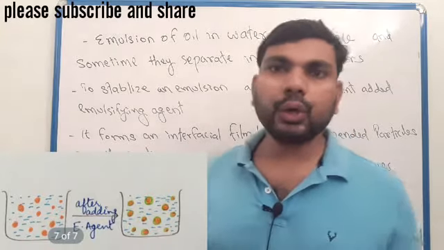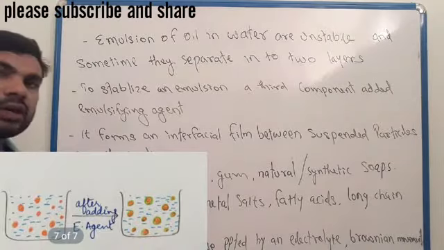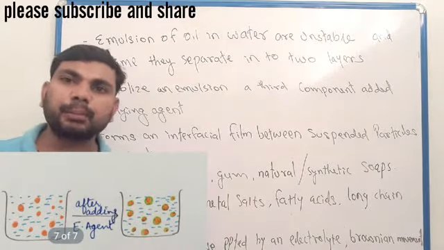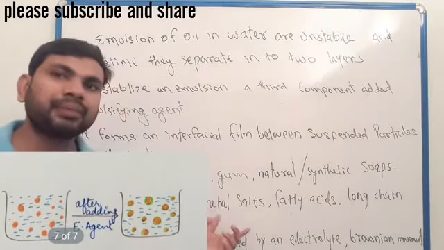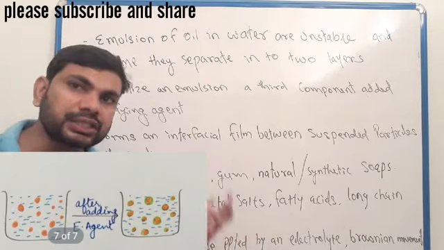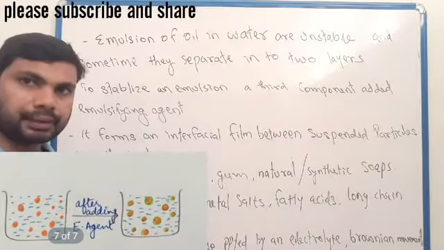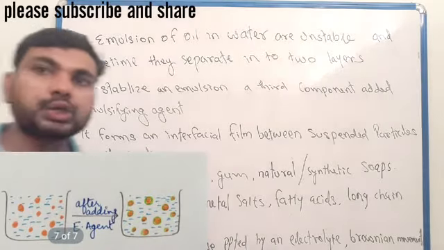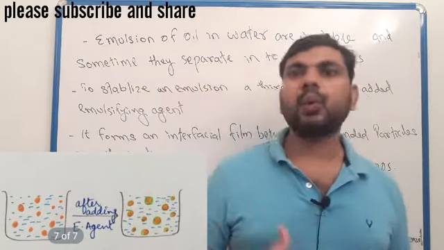We know another type of emulsion, water in oil. This type of emulsion we can stabilize by the addition of heavy metal, fatty acid, long chain alcohol, and lamp black. So there are two types of emulsion: oil in water and water in oil.